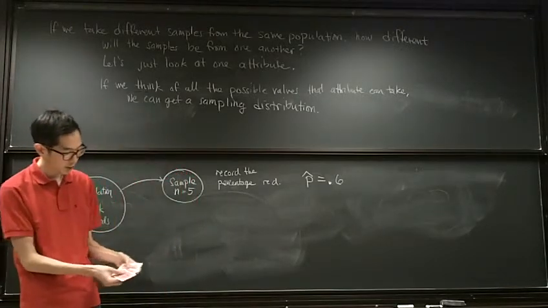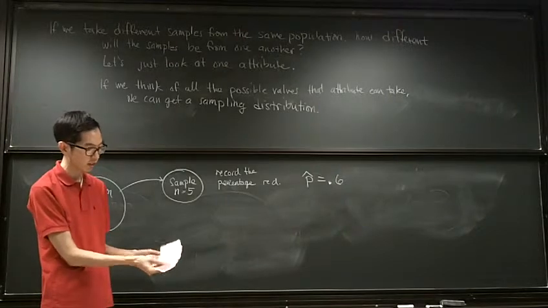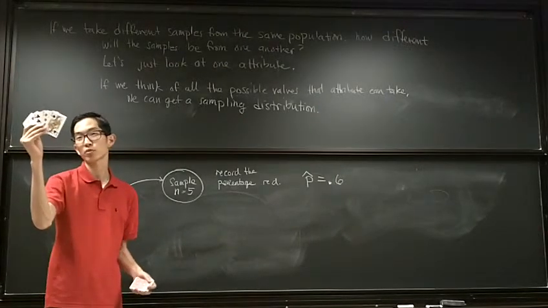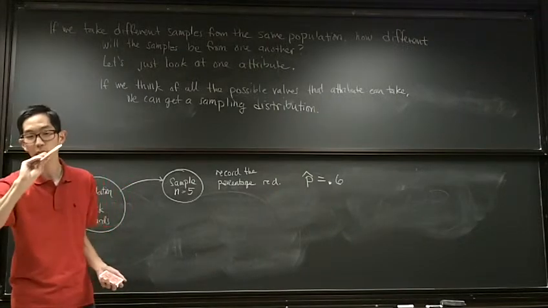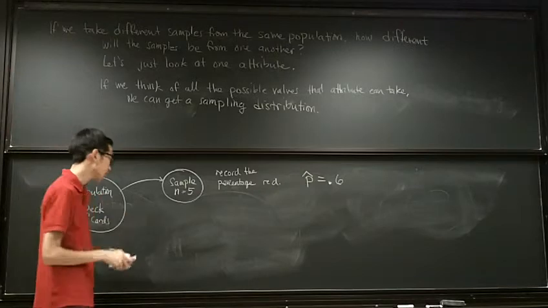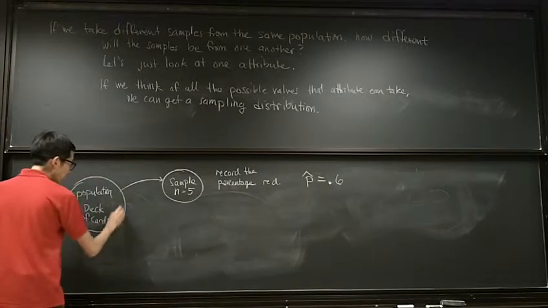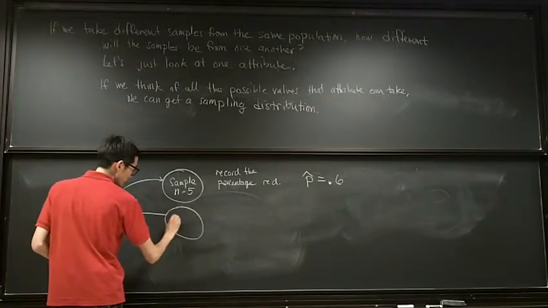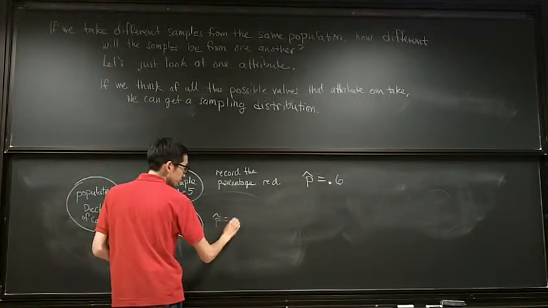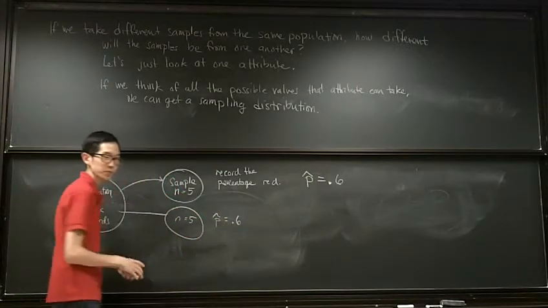I'm going to deal myself another 5 cards. This time I got 3 red, 2 black again. Different cards, but again 3 red, 2 black. So here is another sample of n equals 5, and my p hat here is 0.6.